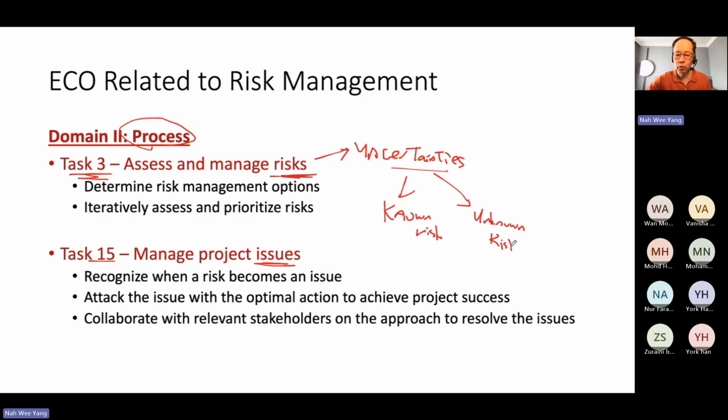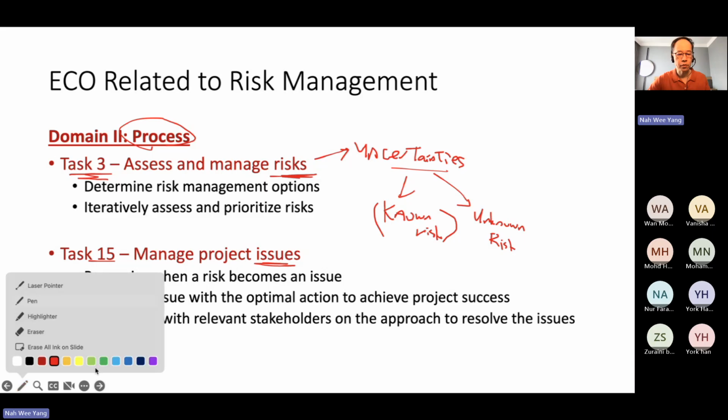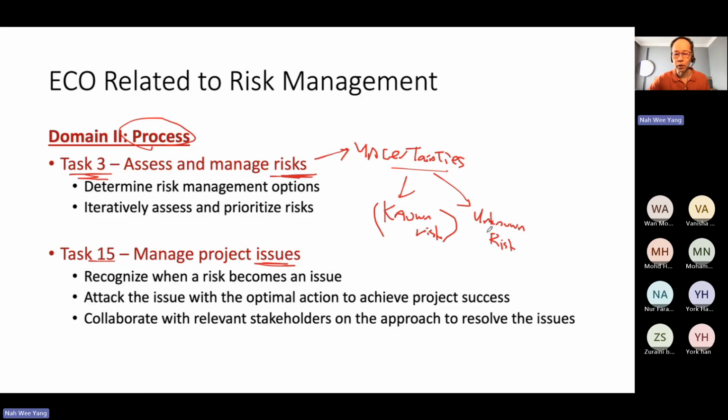For the known risk, we will have a series of processes, like how you identify, how you quantify, how you analyze them, and also how you keep on monitoring. Then about unknown risk: we do not know until it happened, and when it happened, it becomes an issue. So that is how we manage project issue. Project issue means how we deal with unknown risk.